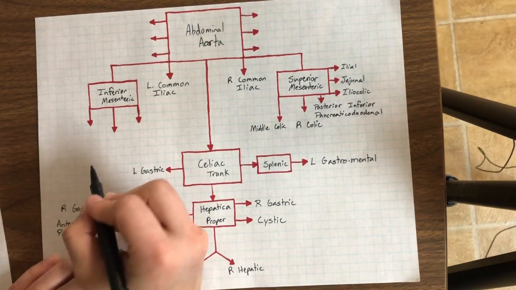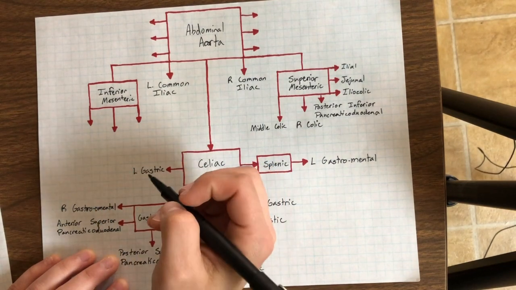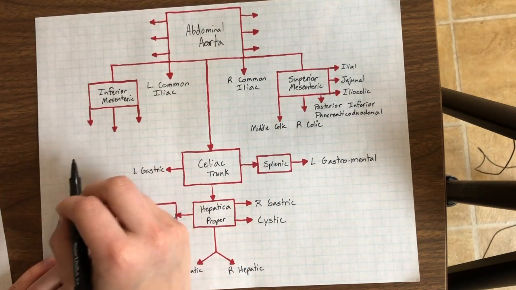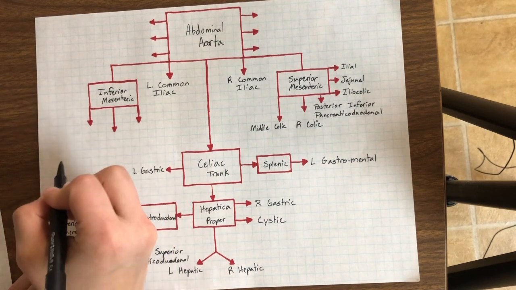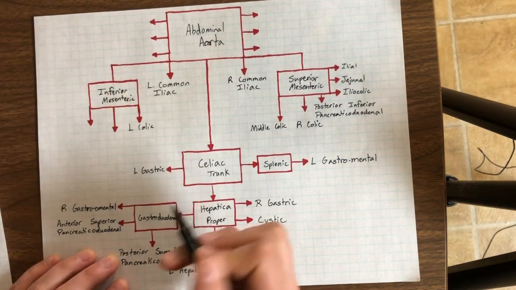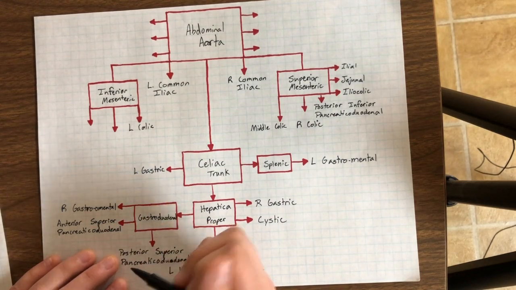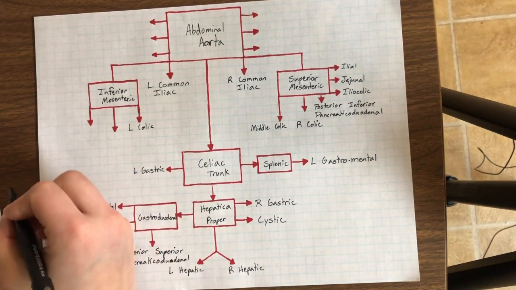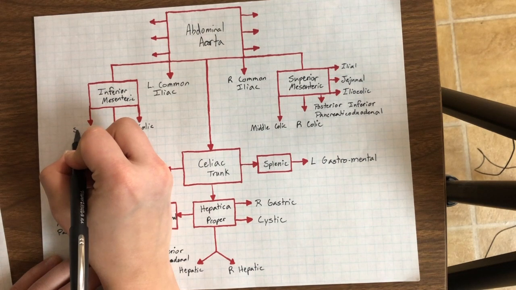And then our last big artery coming off of the abdominal aorta is going to be your inferior mesenteric. So we had a right colic. So on this side, we're going to have the left colic, which is going to supply the rest of the transverse colon and the descending colon. We're also going to have the sigmoidal artery, which is going to supply the sigmoid colon.